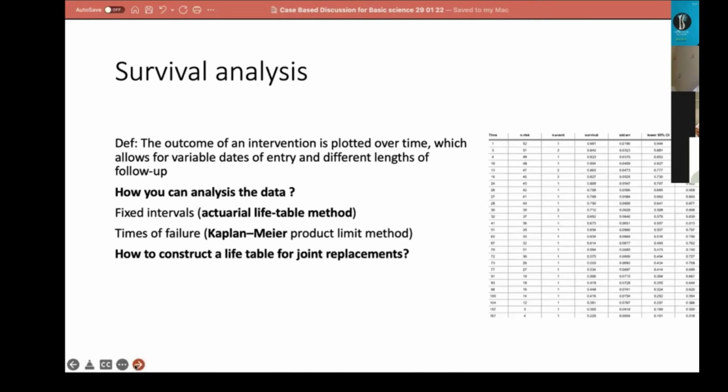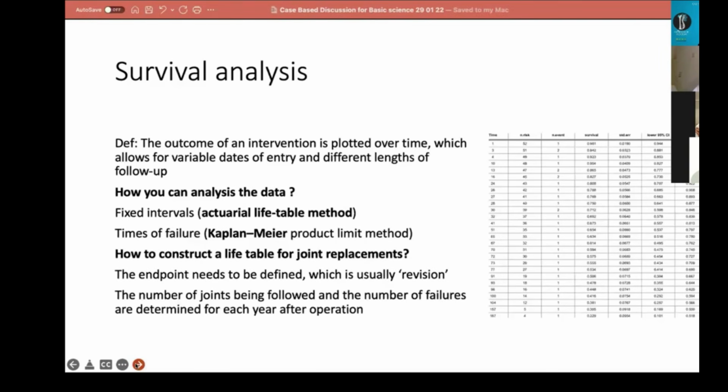Okay. How to construct a life table for joint replacement, for example. The endpoints have to be defined, which is usually revision. So if your example is a new prosthesis for hip replacement, the endpoint to be defined here is the revision. And the number of joints being followed and the number of failures are determined for each year after operation. As I told you, we're doing follow-up at 2 years, 5 years, 10 years, and we'll measure the failure, which by definition here is a revision.